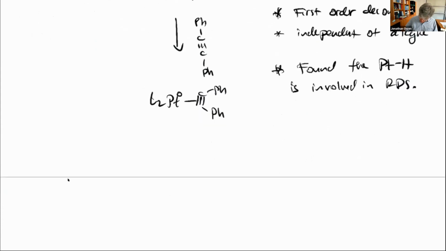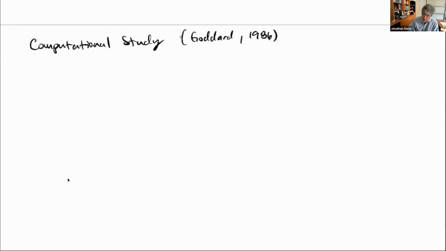People were very interested in how this kind of chemistry worked. And around that time, Bill Goddard developed an early computational study of transition metal chemistry. Now it's really commonplace, but this is back in 1986. Computers were, you know, I didn't have a computer at home in that year. This was like the beginning of computer science.